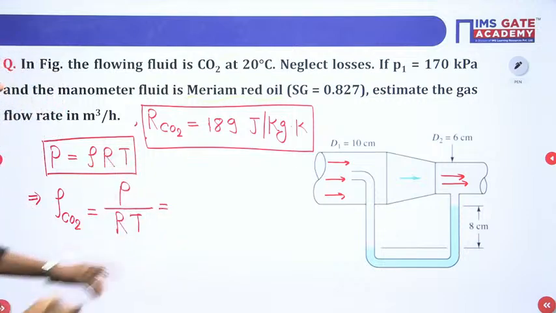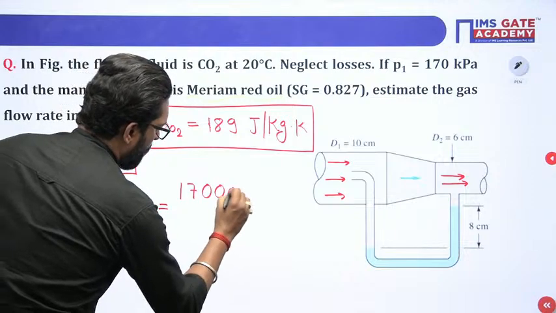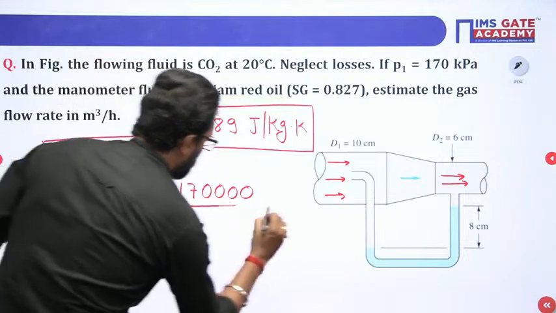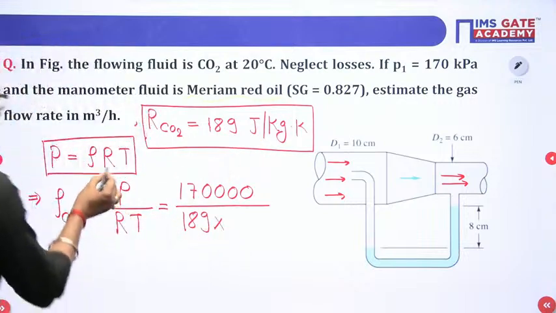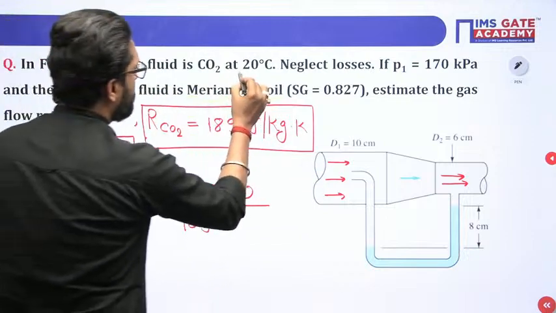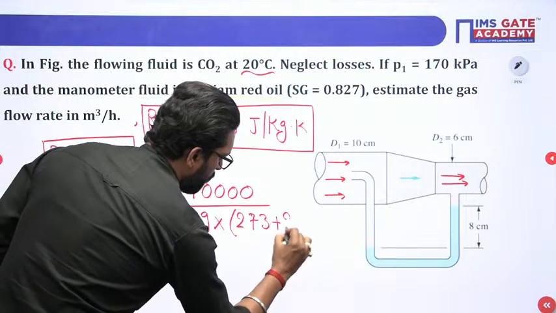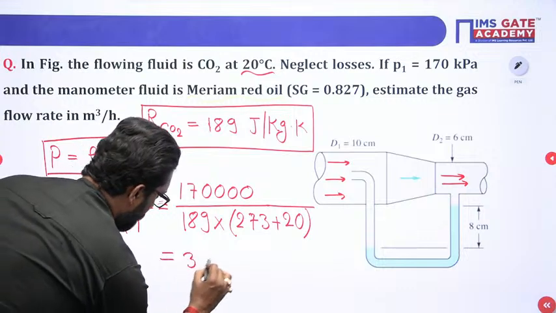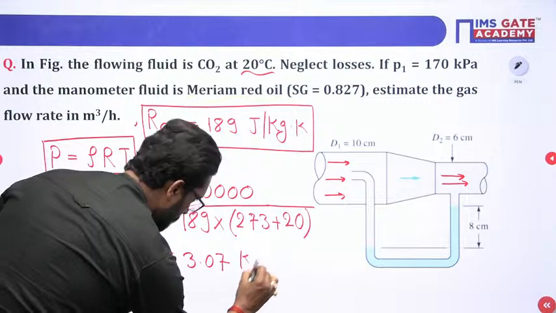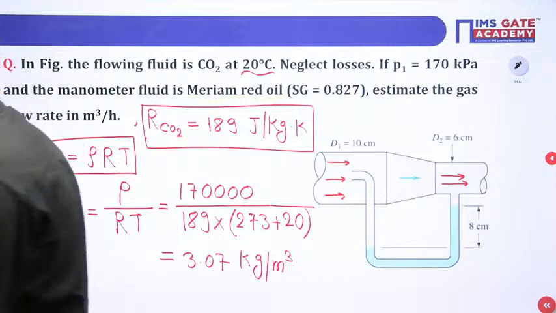What is the pressure, beta? The pressure is given as 170 kilopascal. This is in Pascal. R is 189 joule per kg Kelvin, and temperature is always kept in Kelvin. What is the temperature? 273 plus 20 degrees. So this comes to 3.07 kg per meter cube. This is the density of carbon dioxide.